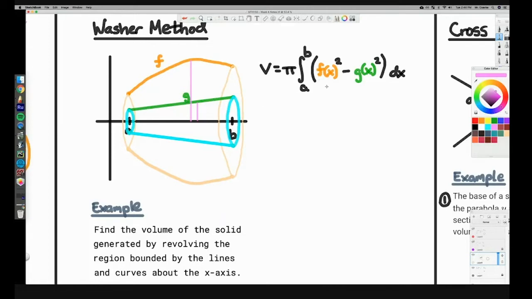If you accidentally switch these, just know that you can never have a negative volume. So just make your answer positive, and I'll act like you didn't switch them. I just don't want someone to accidentally switch them and then realize it at the end and go, oh man, and then they have to erase everything. Don't erase it.